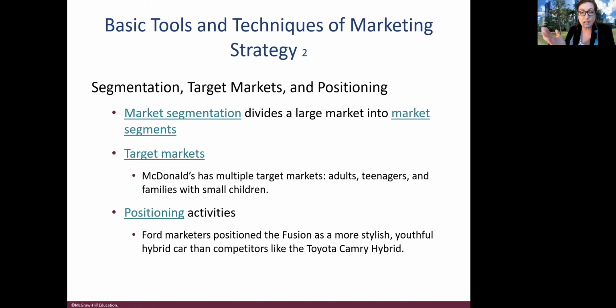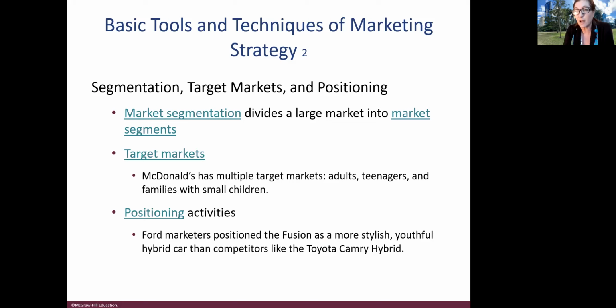All right. So what's segmentation? Segmentation is taking the entire mass market and segmenting that mass market into groups that have similar needs and wants, consumer segments that have similar needs and wants. So we're going to segment the market. We might segment the market based on demographics, geographics, psychographics, or maybe cultural factors. Now, once we segment the market, then we can identify which segments we are actually going to target.